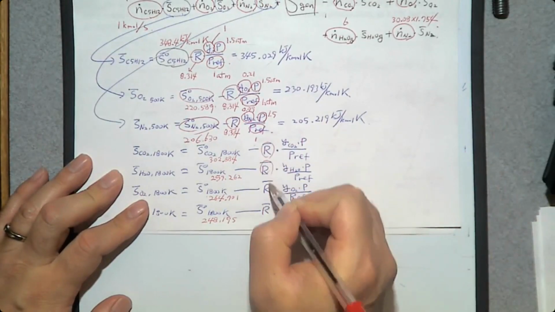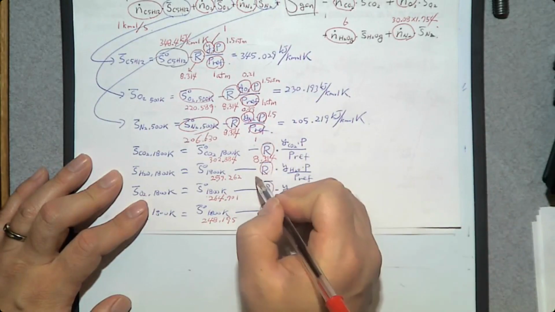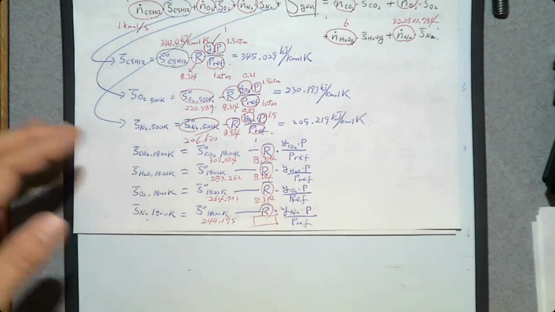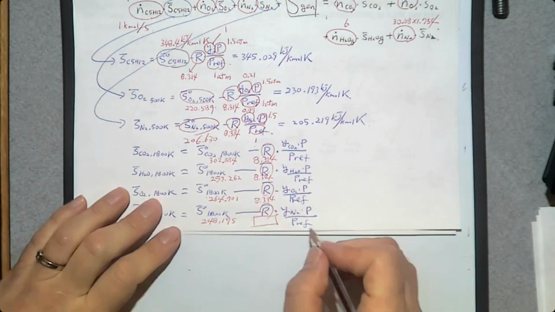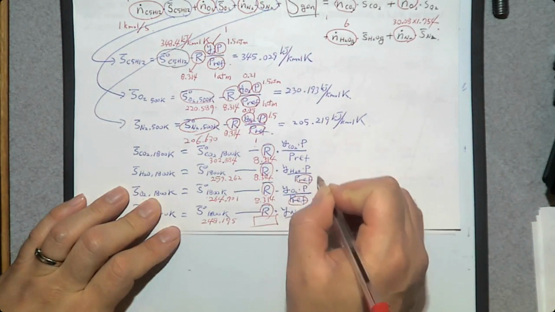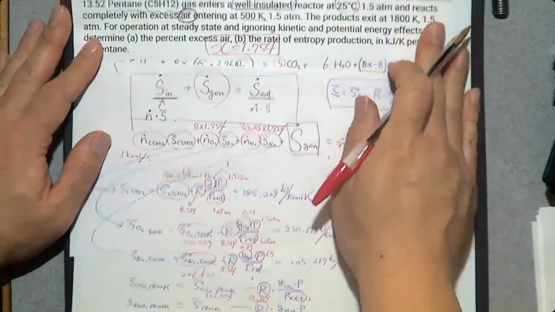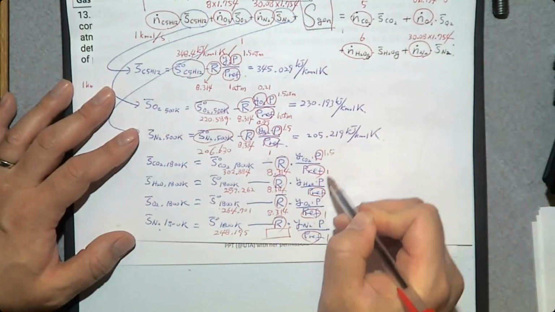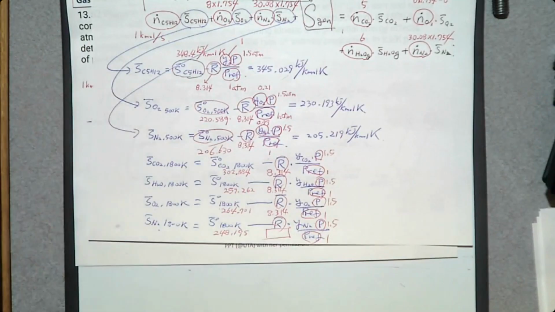Gas constant. I don't have to write them anymore, right? 8.314. We all know that. What is the reference pressure from table 823? 1. What is the pressure at the exit? 1.5 atm.